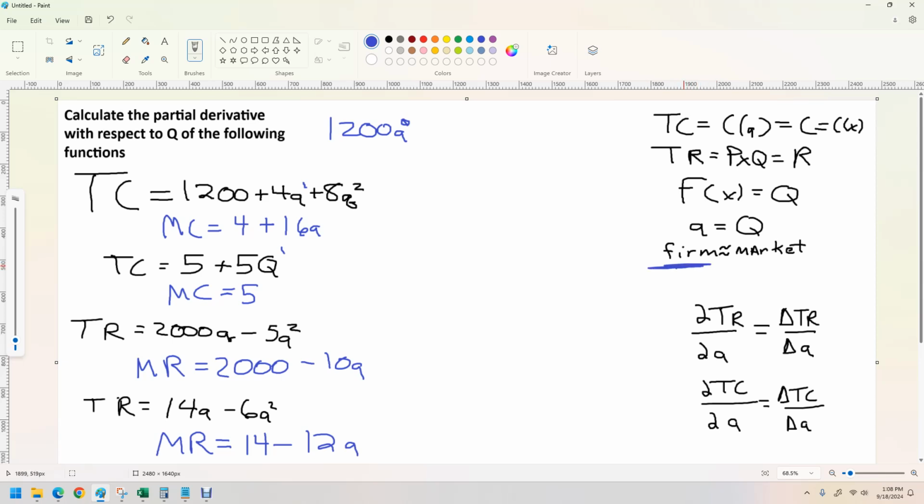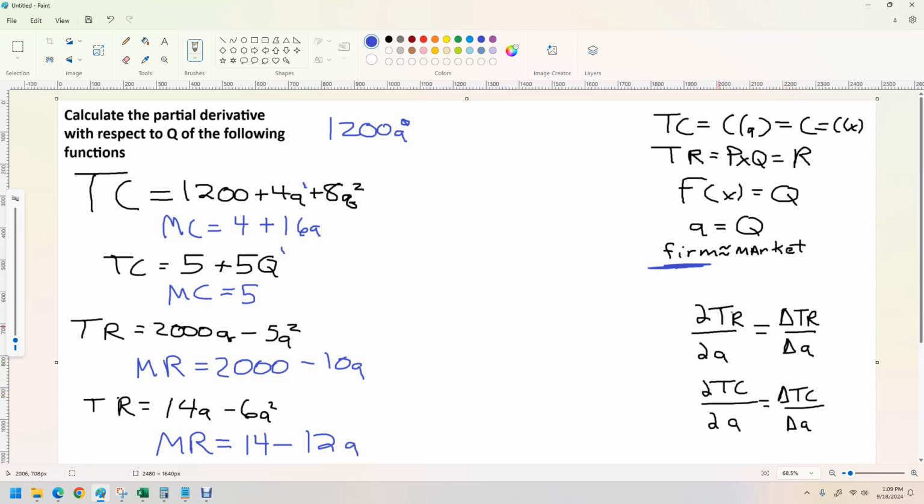Sometimes I get this question. Lowercase q is going to be for a firm, and uppercase Q is going to be for the market. That's the difference. Down here, sometimes people will ask me, well, what are those d's when the instructor is talking about partial derivatives? It's a lowercase delta. This is an uppercase delta. This is a lowercase delta, and it means the rate of change. So it's the change in total revenue over the change in quantity, and the change in total cost over the change in quantity.